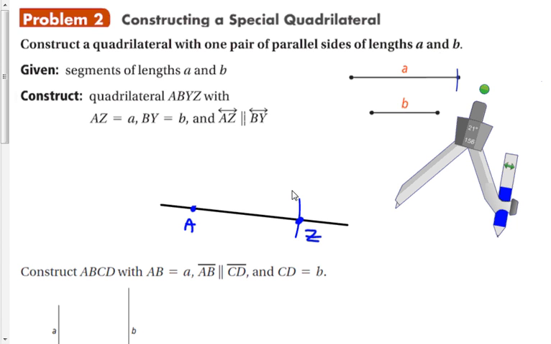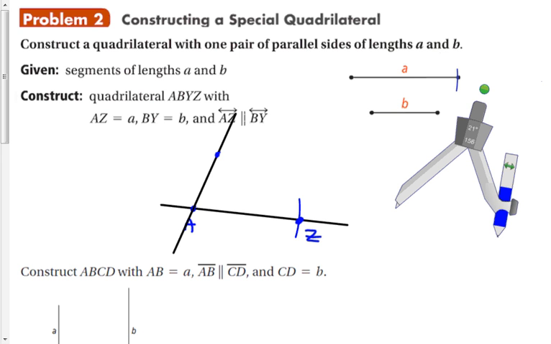Okay, now I'm just going to draw a transversal. And pick a point anywhere on that transversal. Don't go too far up though, so that you end up going past Z. So now I'm going to draw a line. I need a parallel line. I need a line of length B that's parallel to AZ.